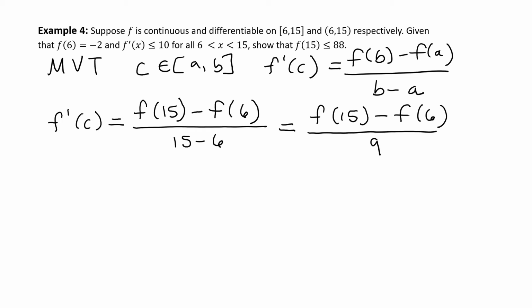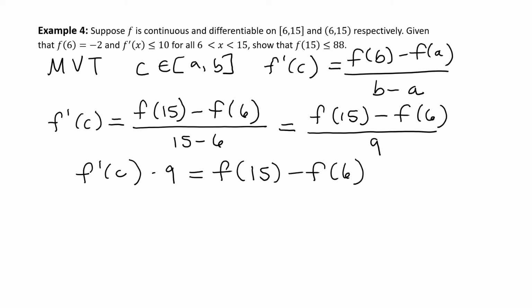That is, we're now going to ignore the middle part, that's the f of 15 minus f of 6 divided by 15 minus 6, and I can multiply the 9 through. So, f prime of c times 9 is equal to f of 15 minus f of 6. And this is for some c. There has to be some c in the interval from 6 to 15.